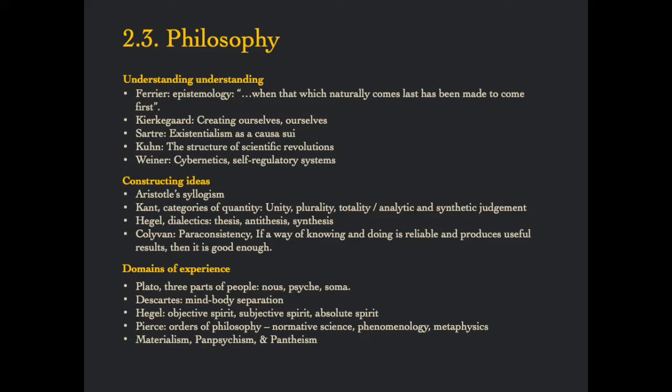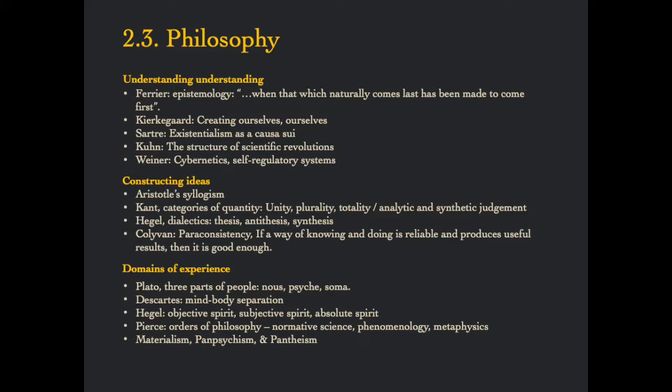And then there's Kuhn's Structure of Scientific Revolutions. And in that book, he talked about science being an iterative process. And then beyond that, we also have Wiener and his cybernetics and self-regulatory systems.